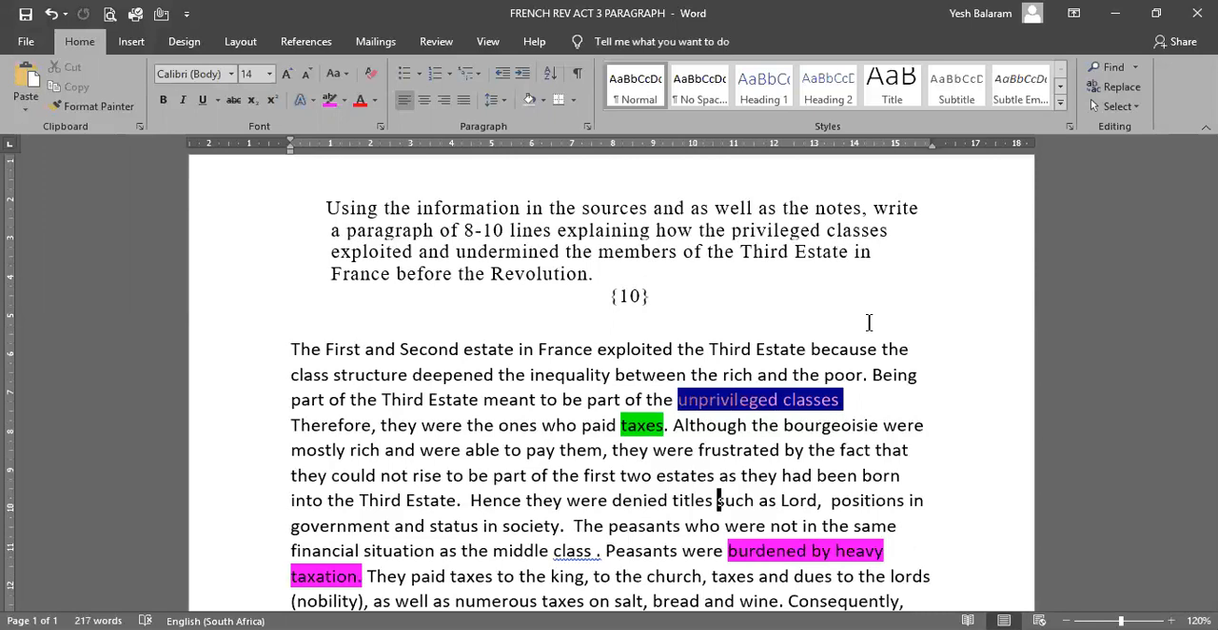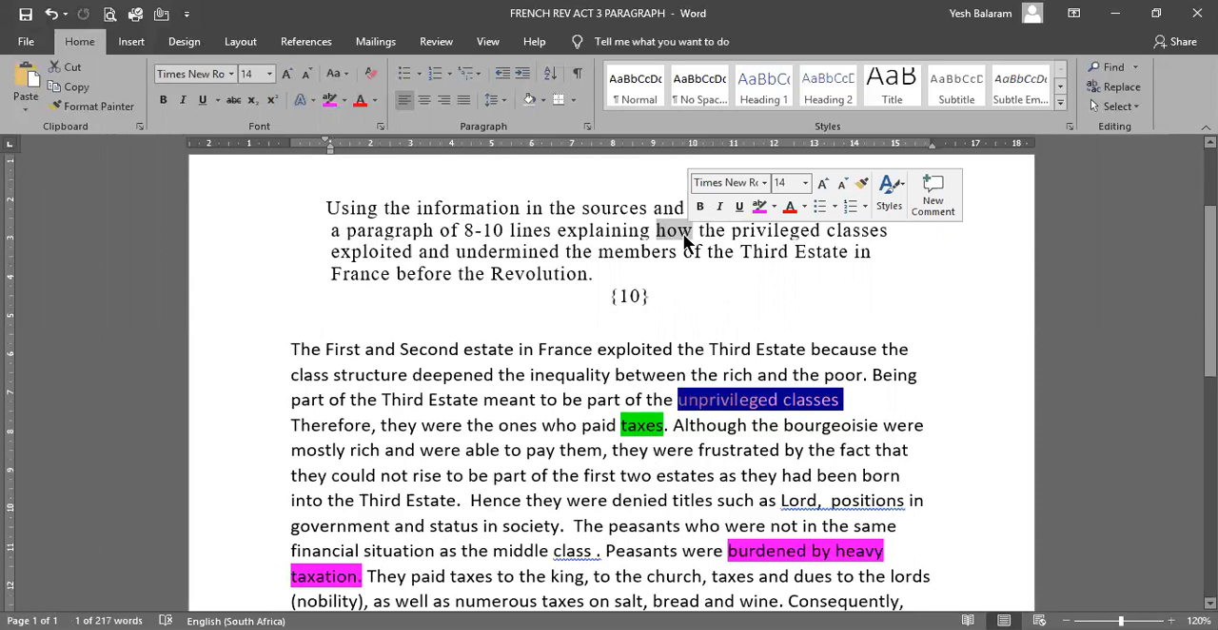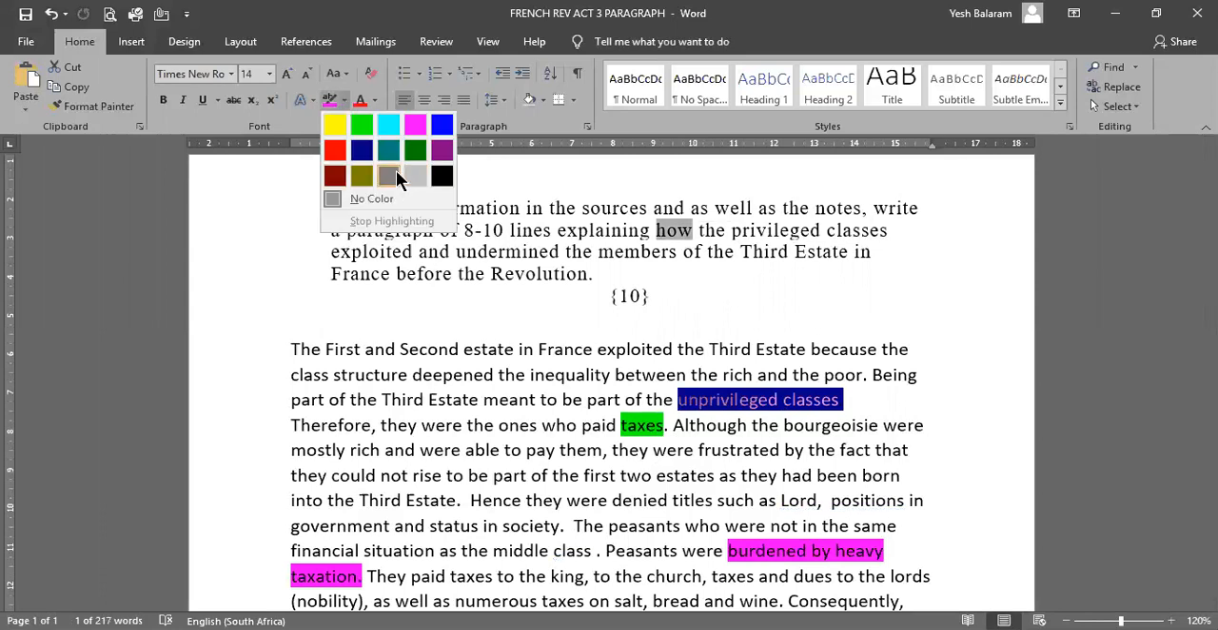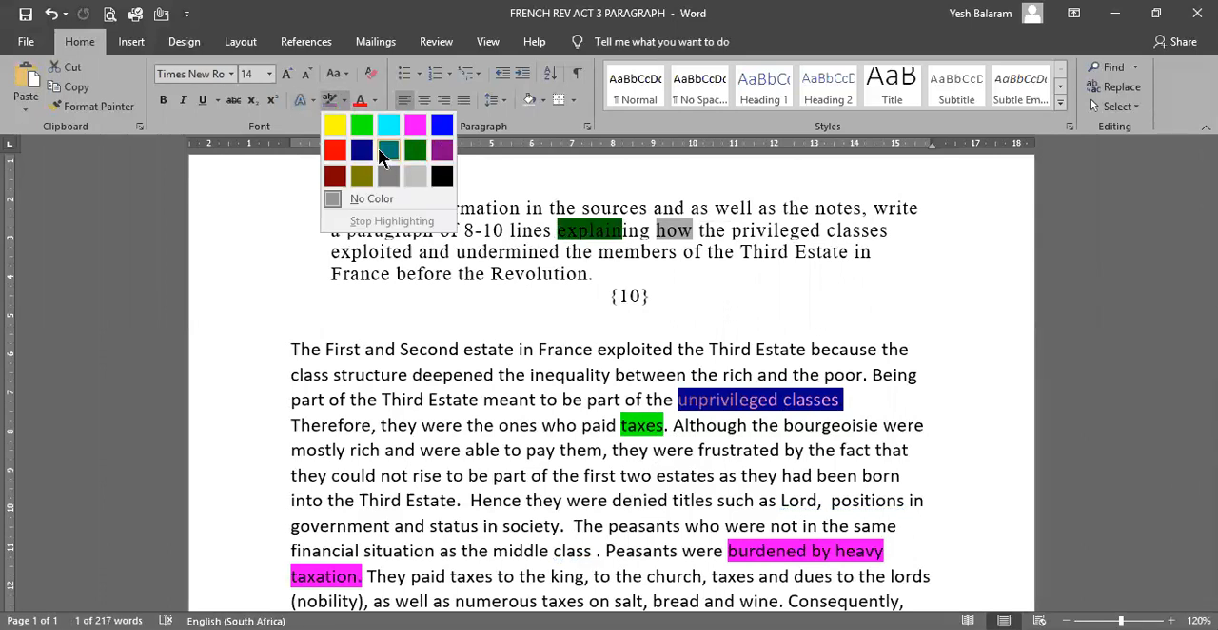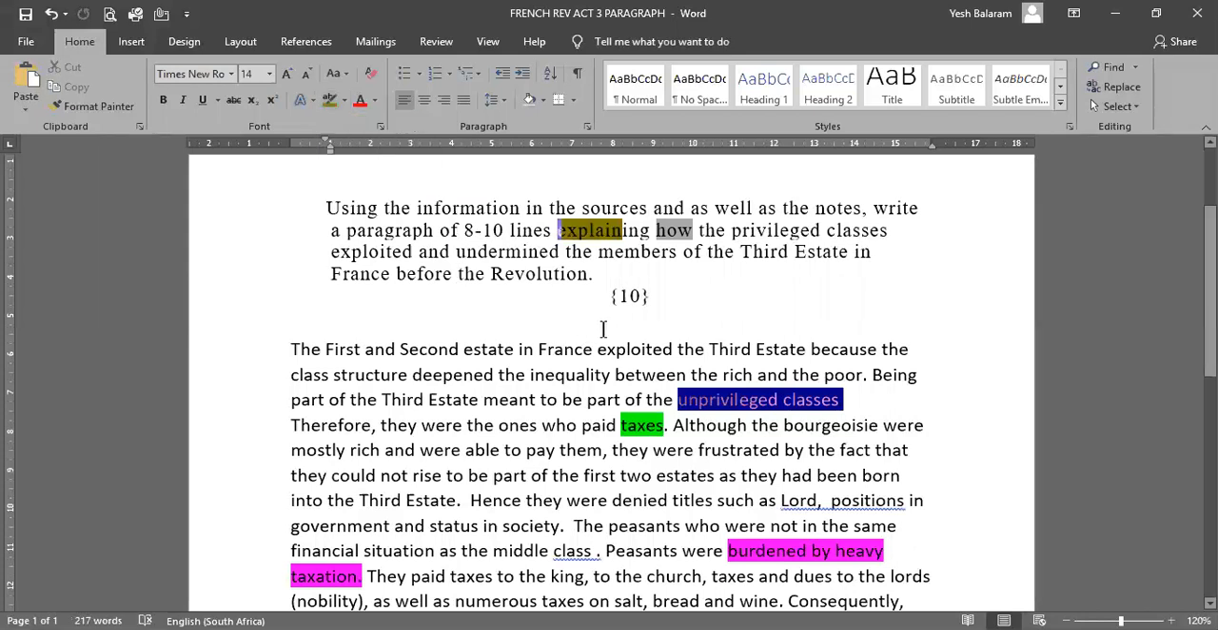So let's begin. Going back to the question, using the information in the sources as well as the notes, write a paragraph explaining how the privileged classes exploited and undermined the members of the Third Estate in France before the Revolution. So I'm just going to use a few colors to highlight some important words or keywords. Here we are being asked firstly to explain. That's our instruction keyword. Explain, you will remember I told you, is asking you to tell the reader more. When you explain, you tell the reader more.